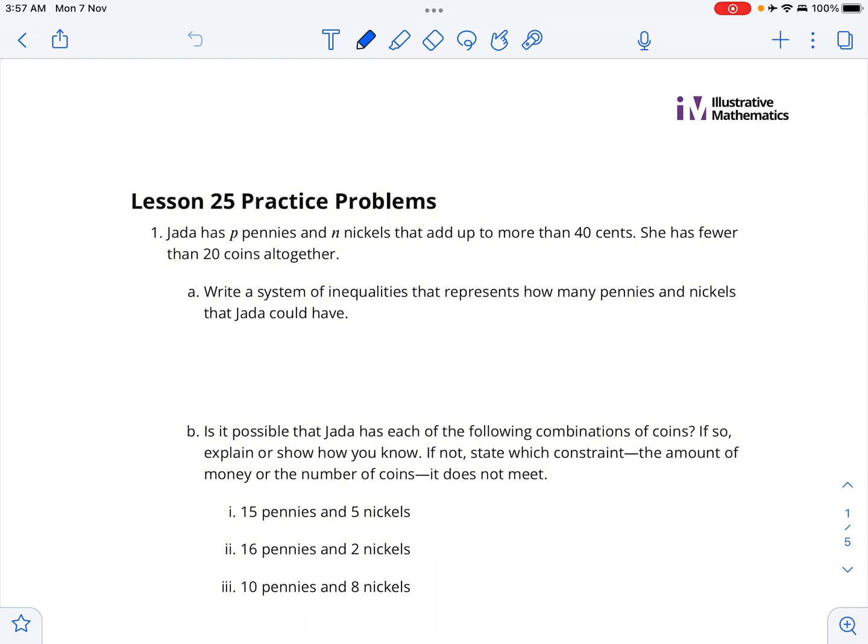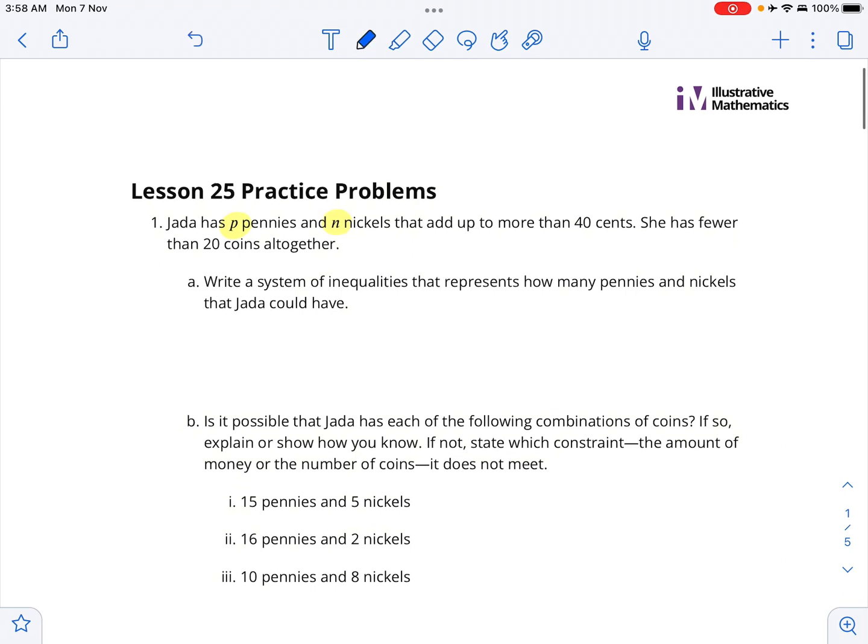The first thing we're going to do in part A is write a system of inequalities. So the variables we're going to be using are p for pennies, n for nickels. And so they have to add up to be more than 40. So that's going to be p plus n has to be more than 40 cents. And then she has fewer than 20. So this is the total amount of money.